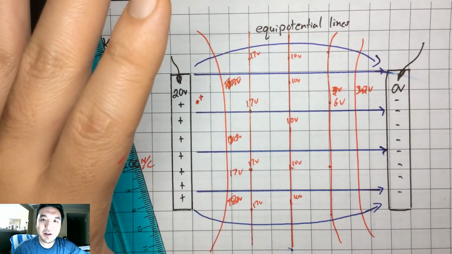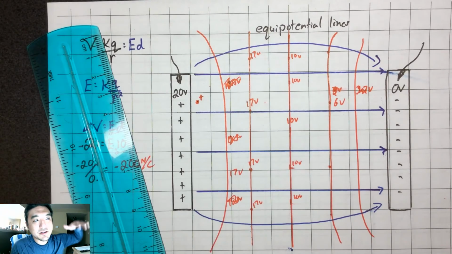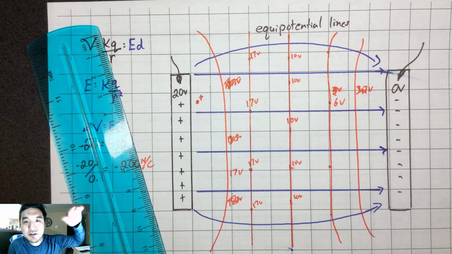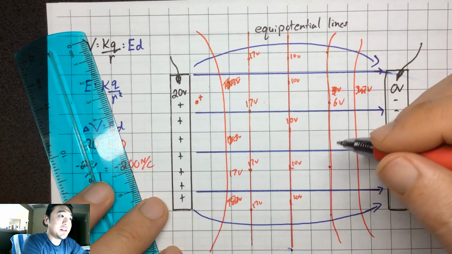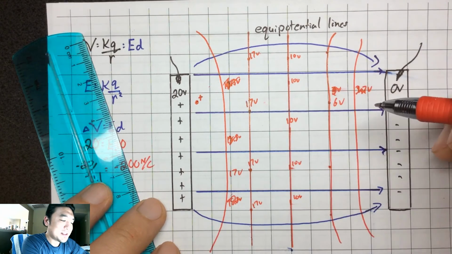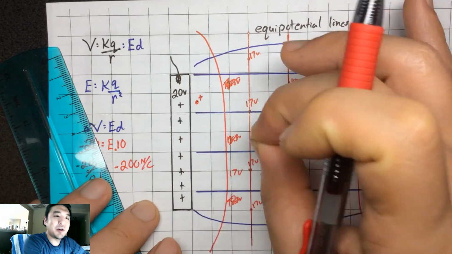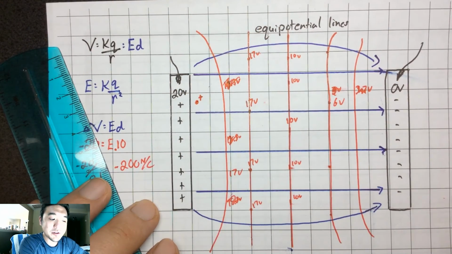Imagine this like a big hill, right? And that hill is sloped downwards. Positive charges want to go down the hill towards lesser potentials or negative potentials. Negative charges, on the other hand, being negative, want to do the complete opposite. They're going to want to go up the hill. All right? And so we should be able to set up this equipotential map based on the different voltage readings that we get between these two conductors.